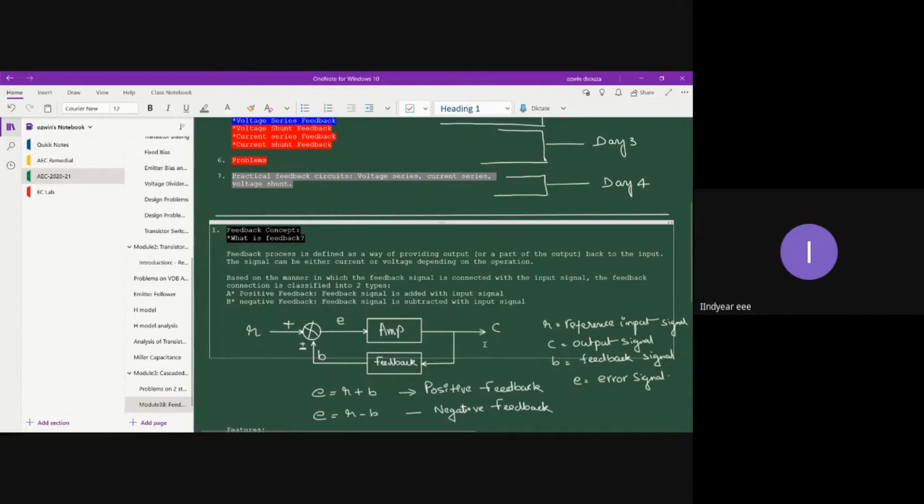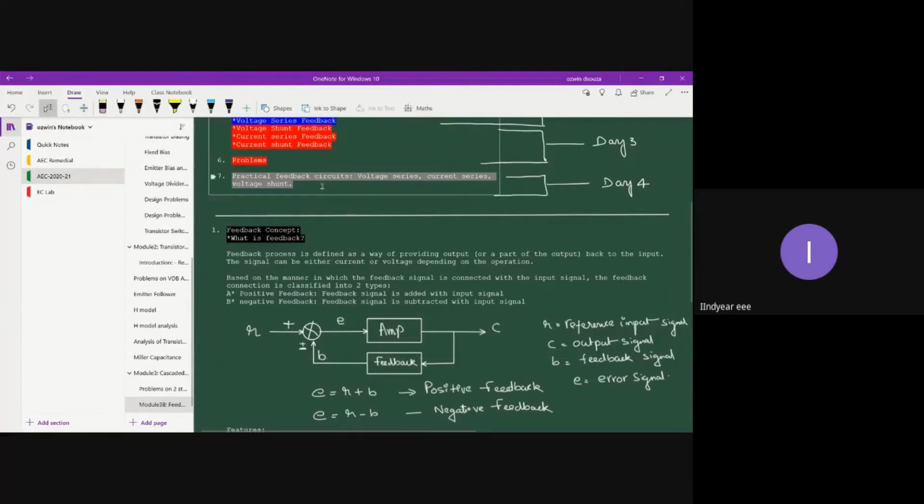C is considered as the output signal, or output of the system. Now we are feeding the output signal back to the input signal using a device called the feedback network. We tap the output signal and feed it to the feedback circuit. This feedback circuit will give you a signal which is considered as B. So B is equal to the feedback signal.